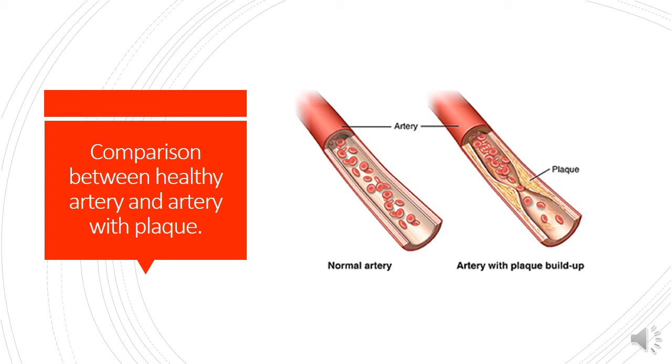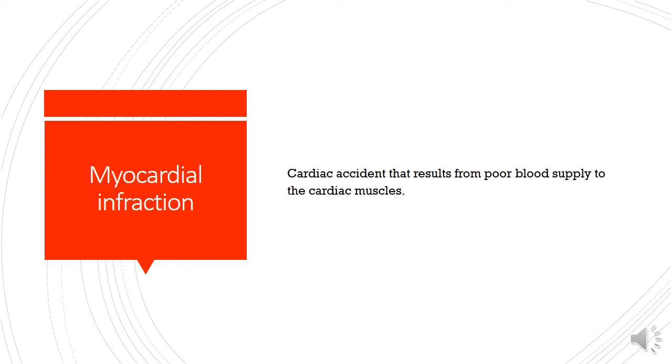So here we're comparing a normal artery to an artery with plaque buildup. As you can see here, the artery with the plaque buildup has a narrowed pathway. So what we just discussed is known as a myocardial infarction, which is known as a cardiac accident that results from poor blood supply to the cardiac muscles. Now remember, if there's total obstruction of the blood to the cardiac muscles, this will actually lead to the death of the cells supplied by this blood.